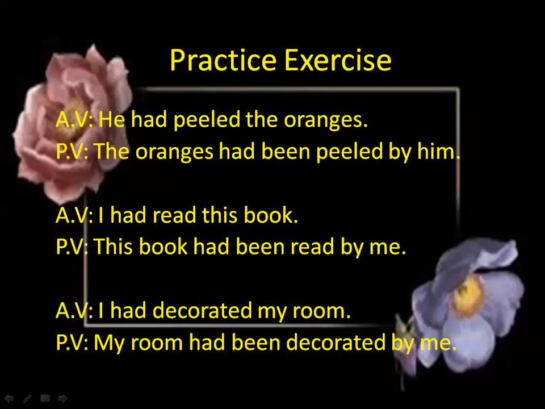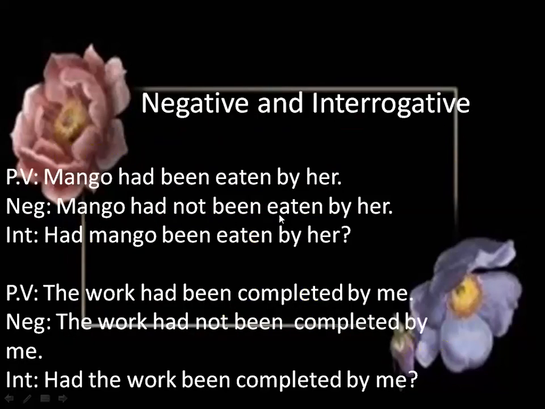Now, negative and interrogative. Mango had been eaten by her. Mango had not been eaten by her. The rules are the same. Just you have to change has and have into had. Had mango been eaten by her, then question mark. The work had been completed by me. The work had not been completed by me. Had the work been completed by me?